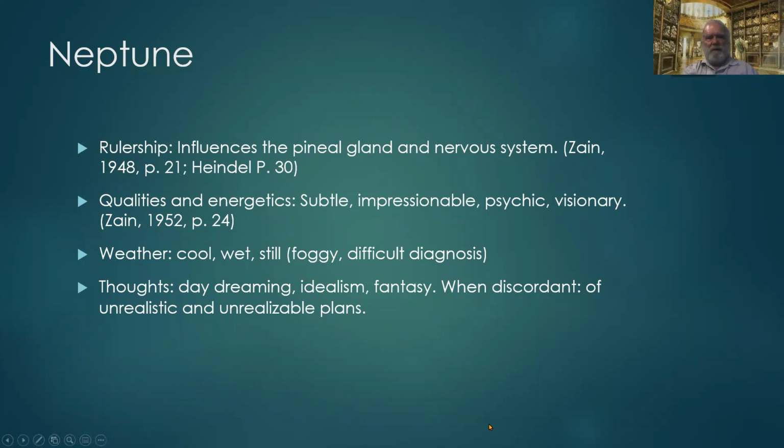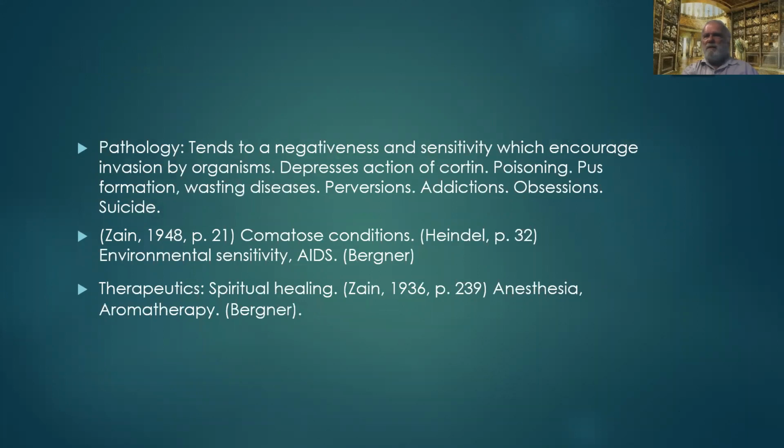So here is the pathology. It tends to negativeness. This is overly receptive, right? You're taking in impressions too easily. So psychically, a person can have poor psychic boundaries and they take on a lot of stuff. The person takes a trip across town on the bus and picks up a bunch of people's issues on the way. On the other side of town, they have some new problems.